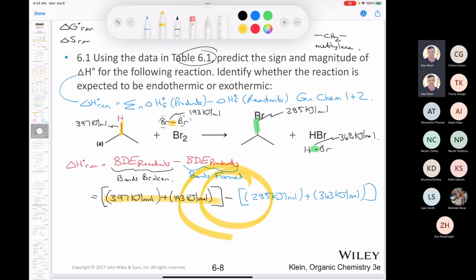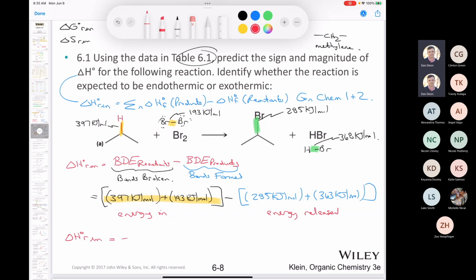Why do we have a negative sign here? It's because when bonds are formed, energy is released, right? We can think about this side of the equation as energy in, and we can think about this side as energy released. And the released comes from the negative sign. So the energy is released in this part. And so when you tally all that up, you get that the delta H naught for the reaction is equal to negative 63 kilojoules per mole.